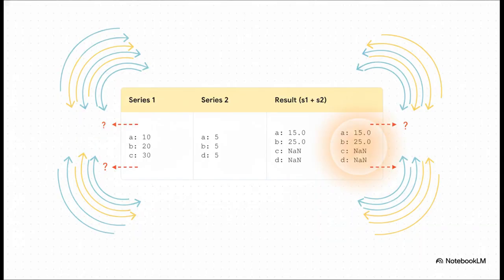Let's just walk through this. Pandas looks and sees the label A in both series, so it adds 10 and 5 to get 15. Perfect. It sees B in both, so it adds 20 and 5 to get 25. But then it gets to C. It's in the first series, but not the second. So what does it do? The result is NaN, which stands for not a number. And it does the same thing for D. This automatic alignment is a lifesaver, and it prevents so many errors when you're working with data that isn't perfectly clean.